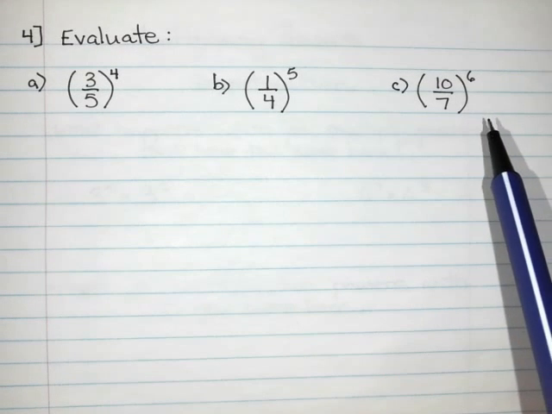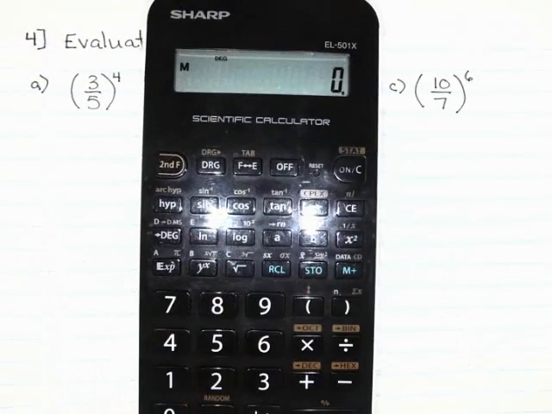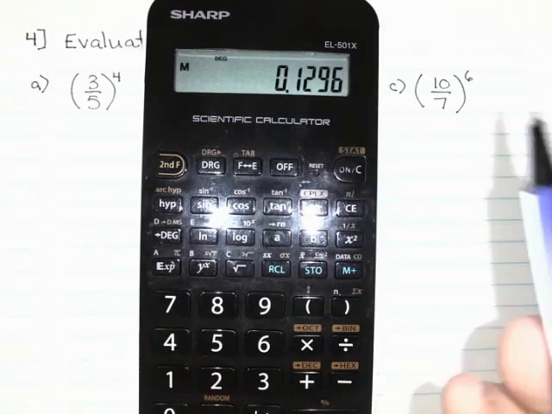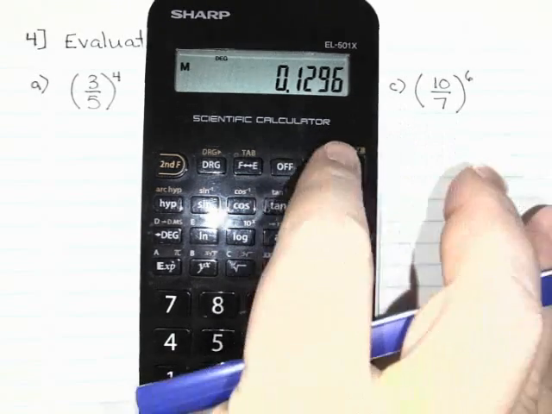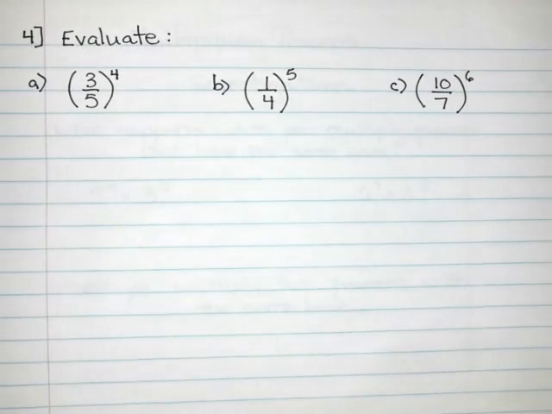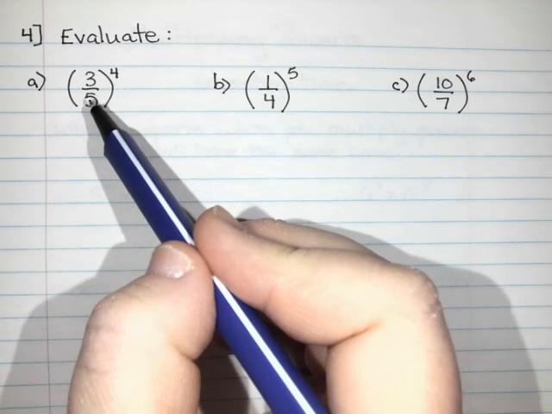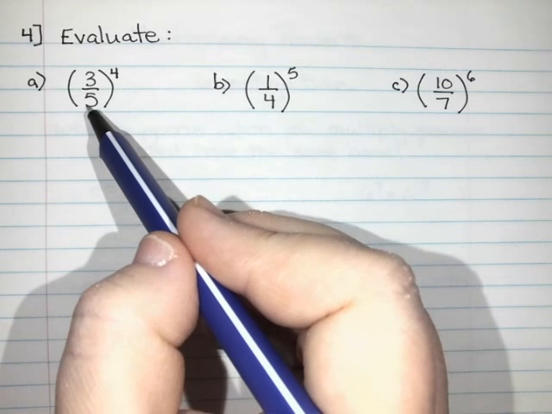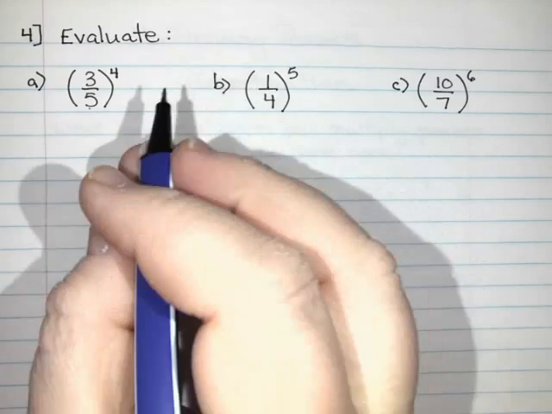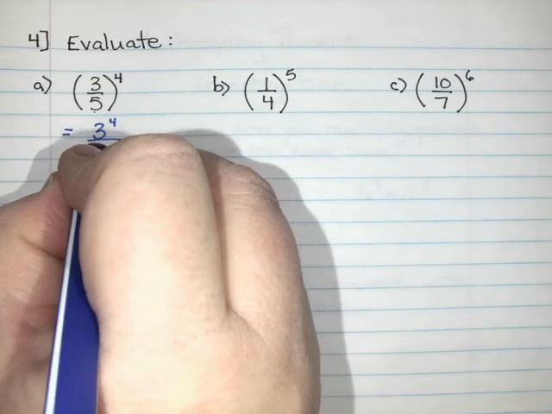So when you are evaluating a power on a fraction, if I try to do this on my calculator, if I do 3 divided by 5 and then to the power of 4, I get a decimal. And I don't want a decimal, I want a fraction. So when you're dealing with fractions and exponents, the exponent applies to everything inside the bracket. So we're going to have 3 to the power of 4, and we're also going to have 5 to the power of 4, right? So this is the same as 3 to the power of 4 over 5 to the power of 4.